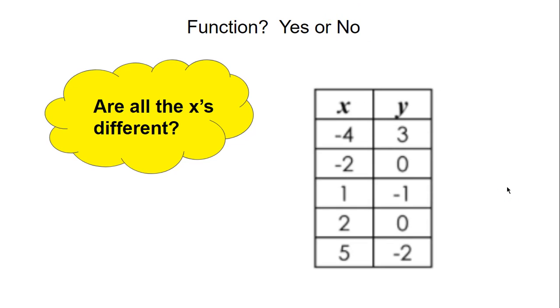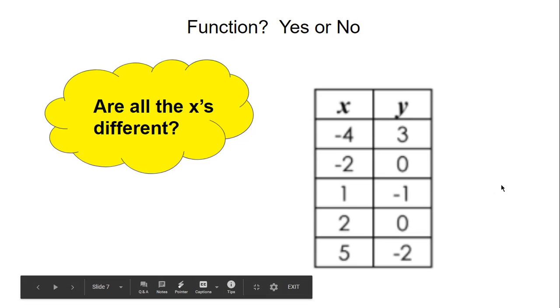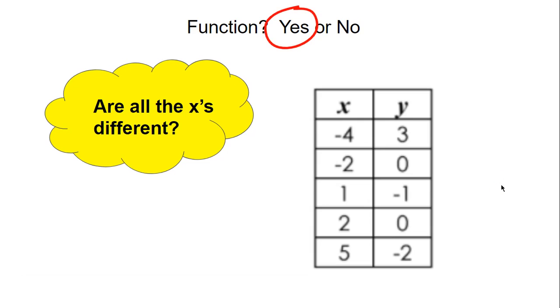Let's take a look at this table and decide if it's a function, yes or no. Ask yourself, are all the x's different? Let's take a look at the x's on the left. -4, -2, 1, 2, 5. They are all different. So yes, this is a function. It is a story in math that makes sense.